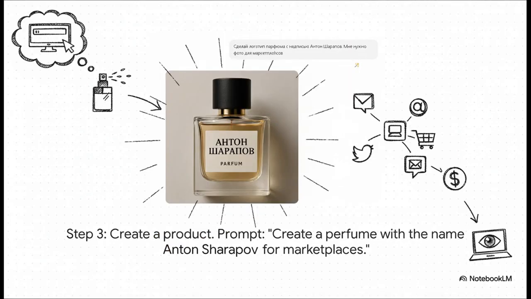All right, on to step 3, application. This is where the magic really happens. We take that new brand identity and we start putting it on products. The prompt here was to create a perfume bottle with our logo, designed to look good on a marketplace. And check it out, a perfect, clean, commercial product shot.